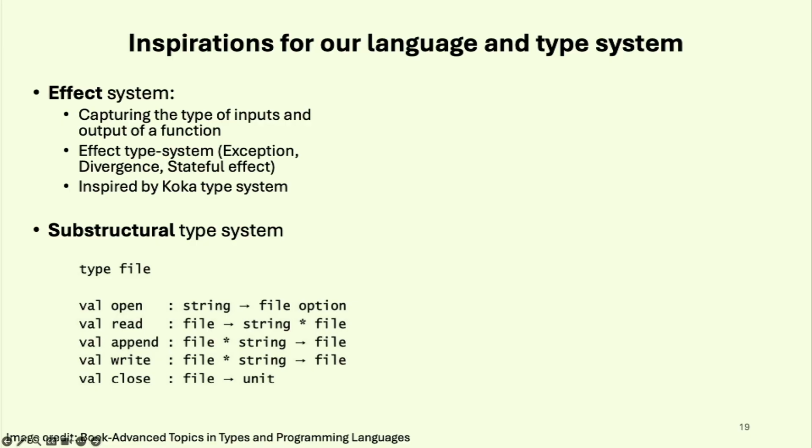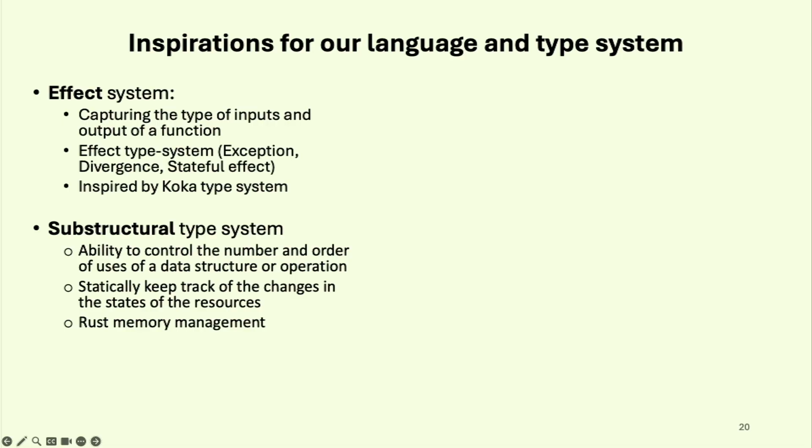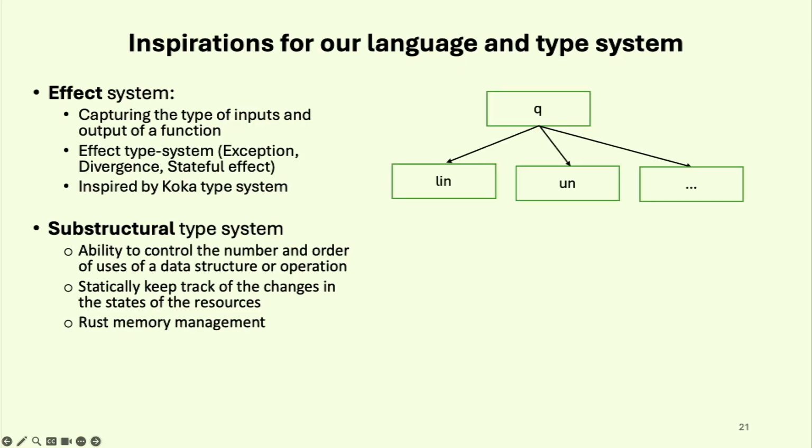So in that sense, we use a substructural type system, which captures the number and order of uses of data structures. Using it, we can avoid situations where we try to do operations on an object that is in an invalid state. And Rust for sure uses substructural type systems in its memory management, for example linear type systems, affine type systems, and so on. So here is a simple introduction to substructural type systems.